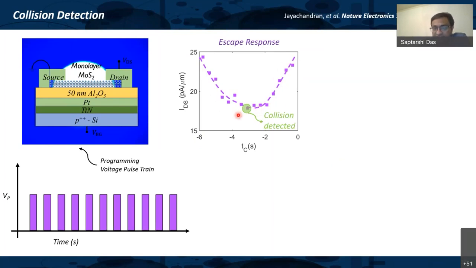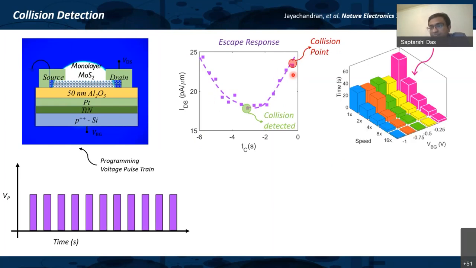You can see that the collision can then be detected at this minima point, where the collision point is over here. So the collision detection is preceding the collision point. No matter at what speed the object is approaching, and no matter the different biasing conditions, the device can be tuned to show that the time to collision is always higher than the time to detection, which means that I am successfully detecting the collision.